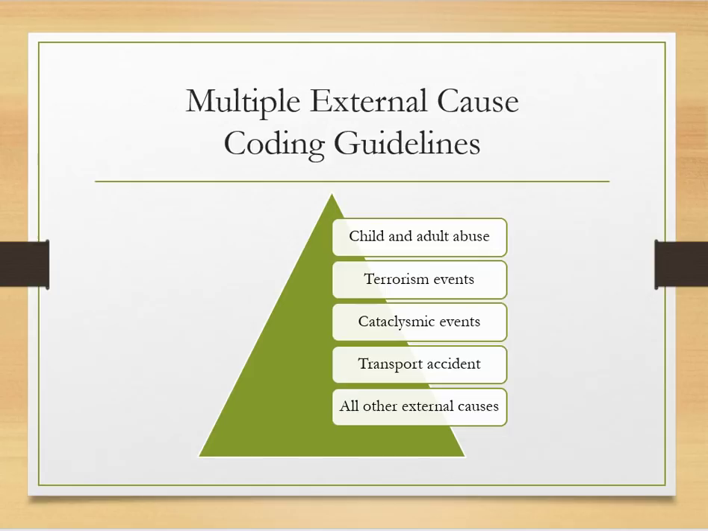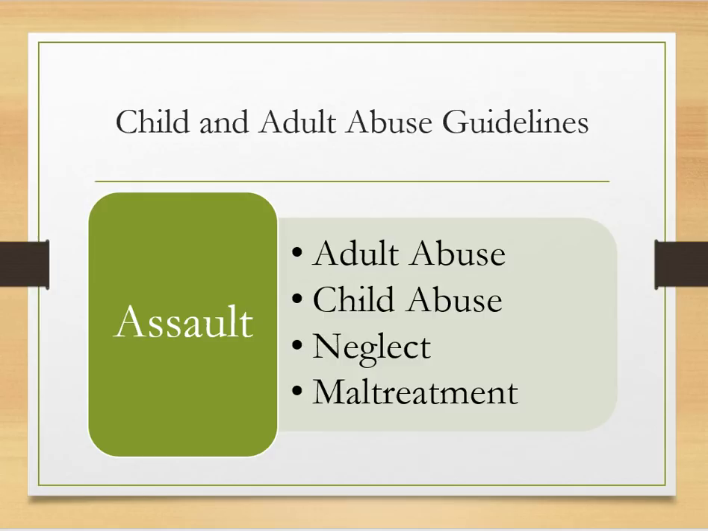All right, child and adult abuse guidelines. So child and adult abuse, neglect, and maltreatment are all classified as assault. Any of the assault codes may be used to indicate the external cause of the injury resulting from the confirmed abuse. In those situations where you have a confirmed case of abuse, neglect, and maltreatment, when the perpetrator is known, and we saw this in Chapter 19, you're going to use code Y07, and those should accompany any of your other assault codes.